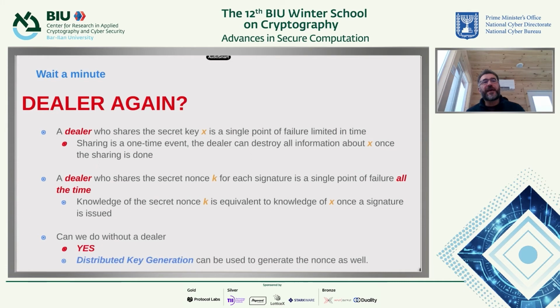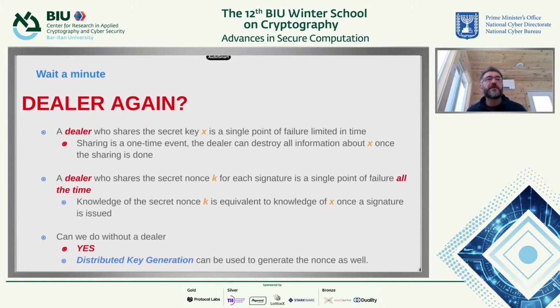And the interesting thing is that the generation of the nonce is the generation of G to the K with a sharing of K. So it's basically the same process as generating the secret key. So if we have a DKG, a distributed key generation, in principle, we can use it both to generate the secret key at the beginning and to generate the nonces during the signature generation. Okay?